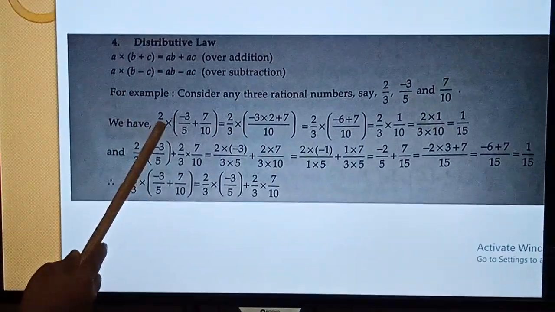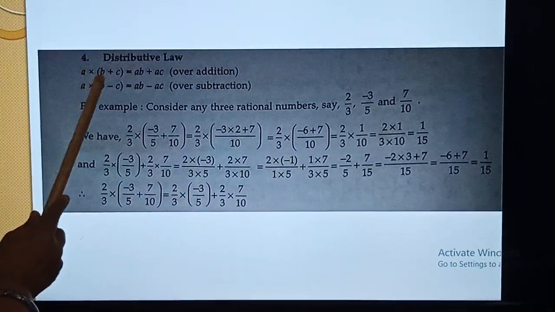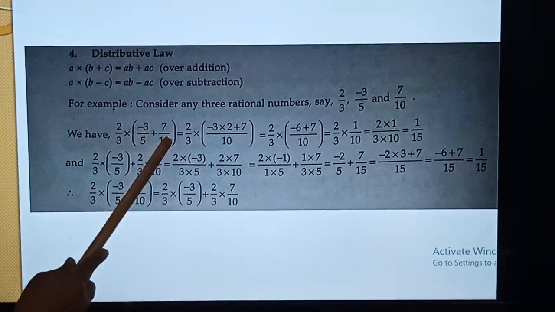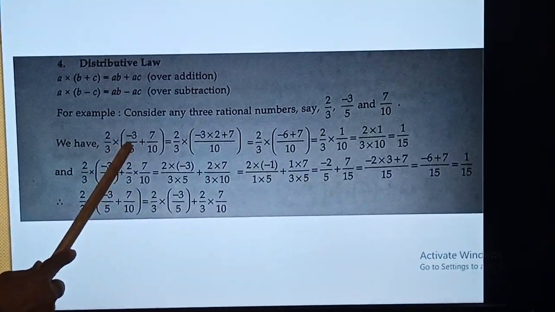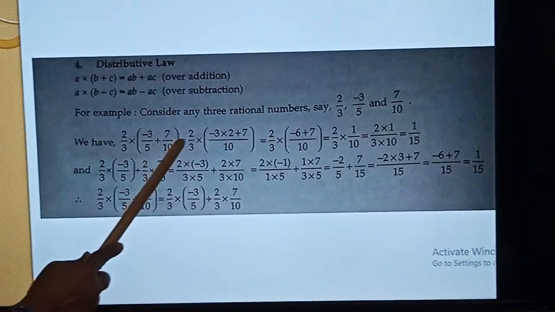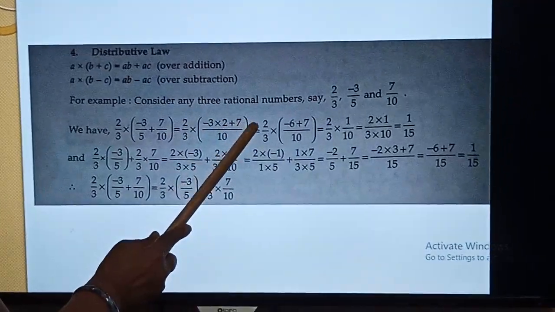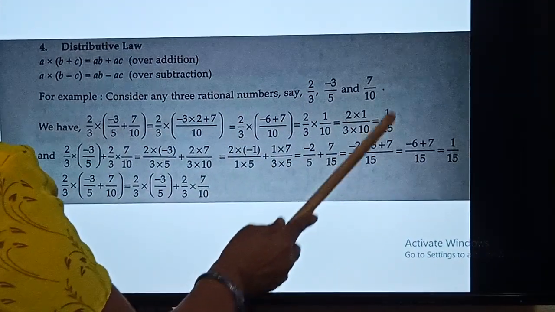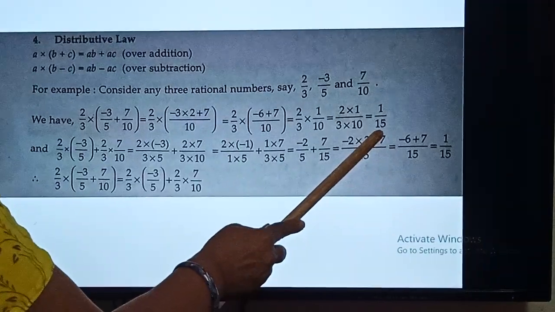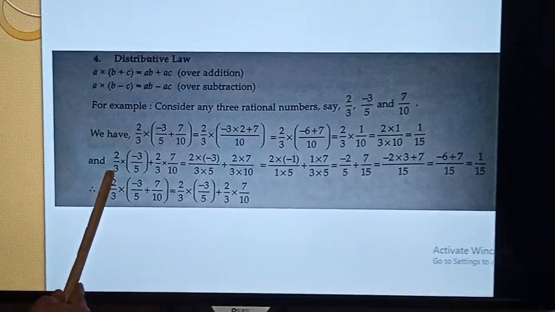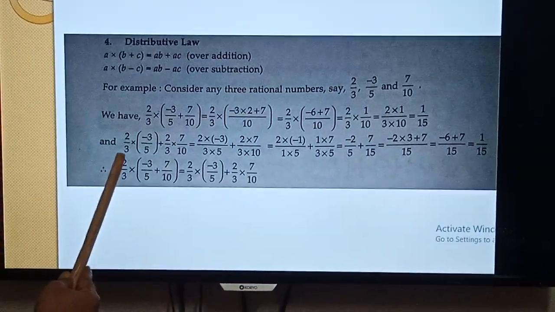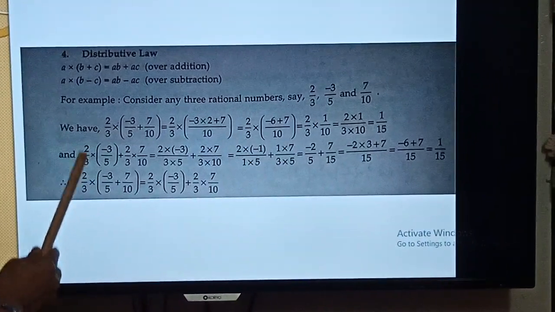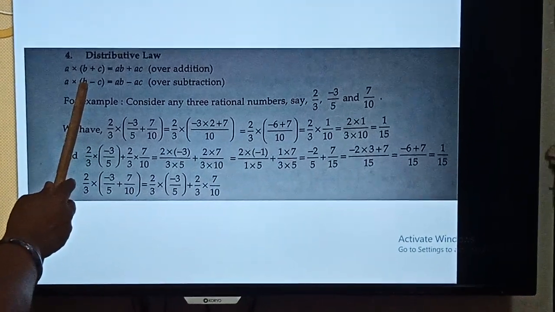Then accordingly I write here A into B plus C. So A into B plus C: 2 by 3 into minus 3 by 5 plus 7 upon 10 is equal to, on simplification at the end, I will get 1 by 15. Am I right? In the same way I will take B minus C.